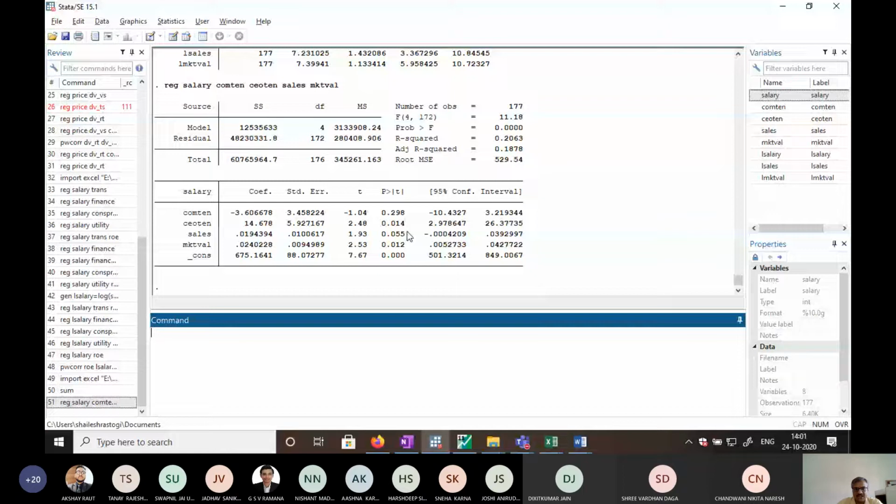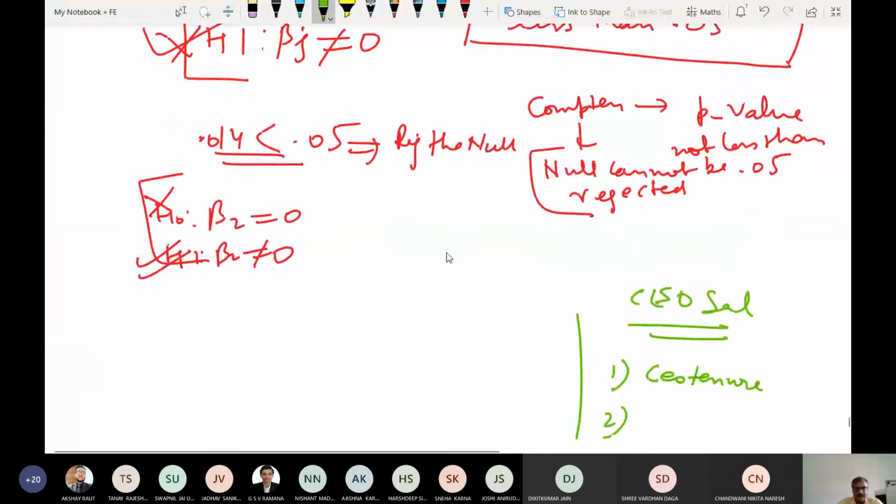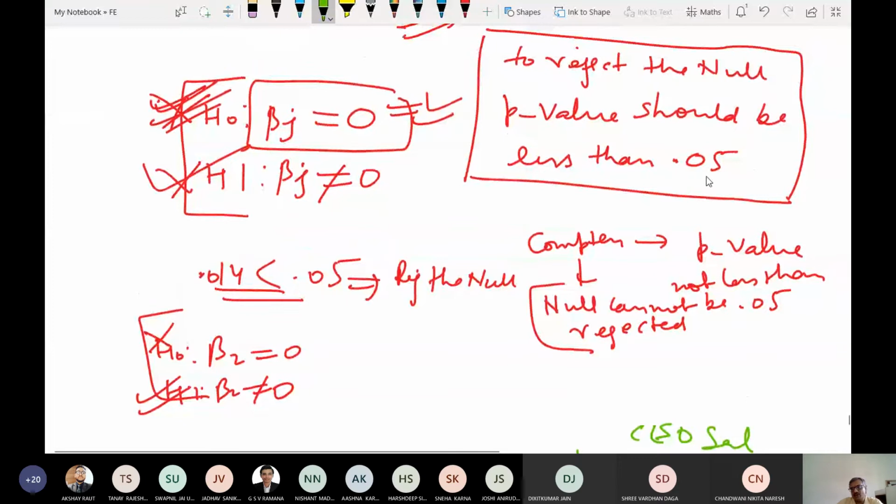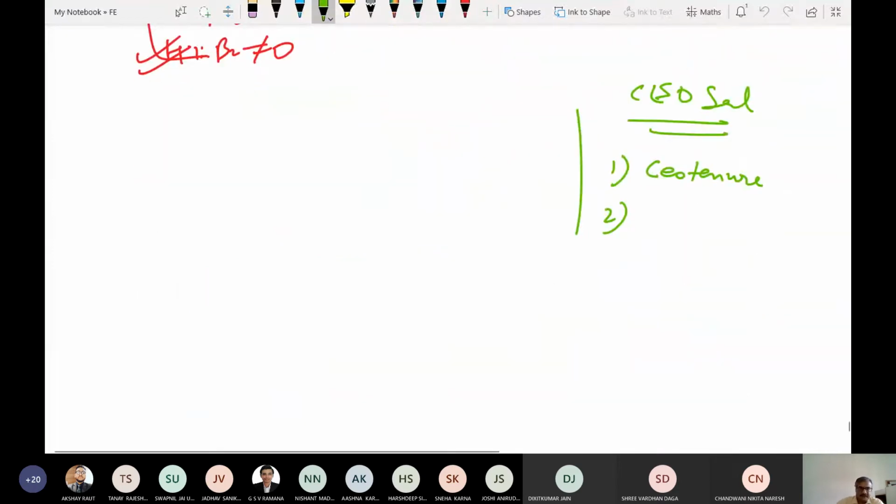We can talk about sales. Look at what this value is. This is 0.055. 0.055 is slightly ahead. It is very close to 0.05. I mean, hardly 0.005 is the difference in the p-value number.